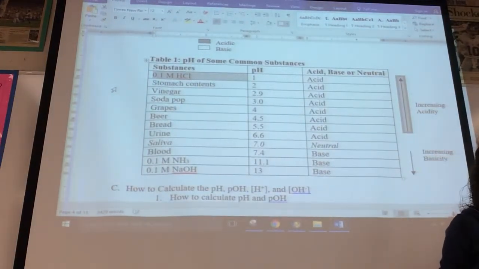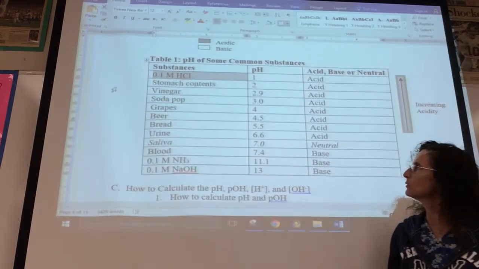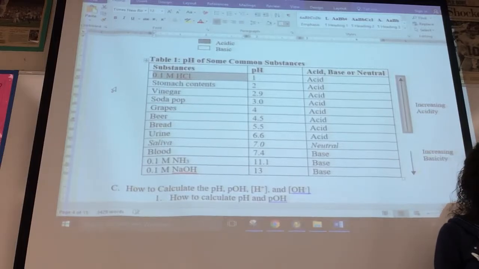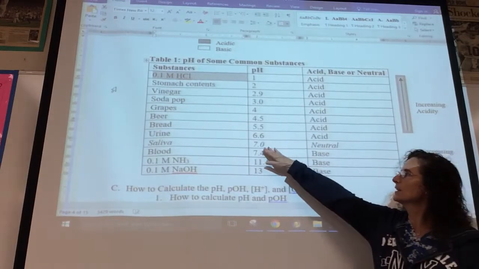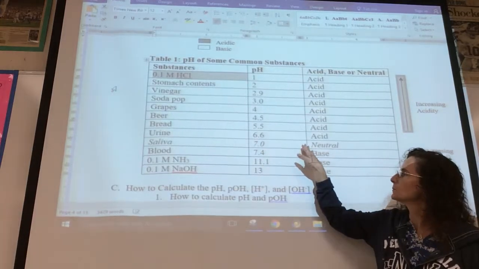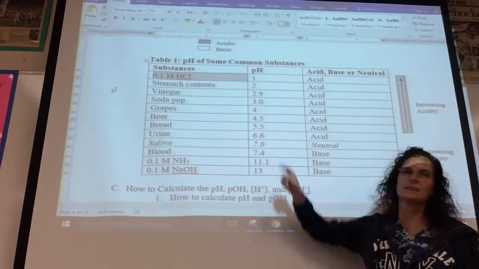Grapes, pH of about 4. Bread, 5.5. Urine, slightly acidic at 6.6. As you would expect, your saliva is neutral, pH of 7.